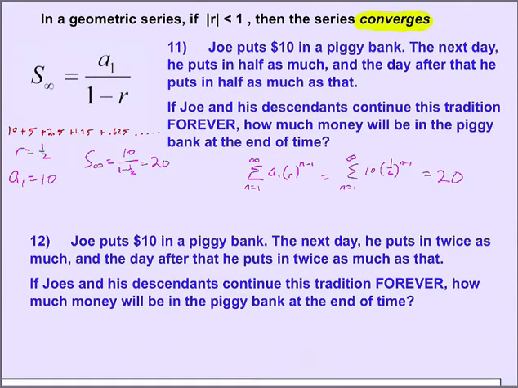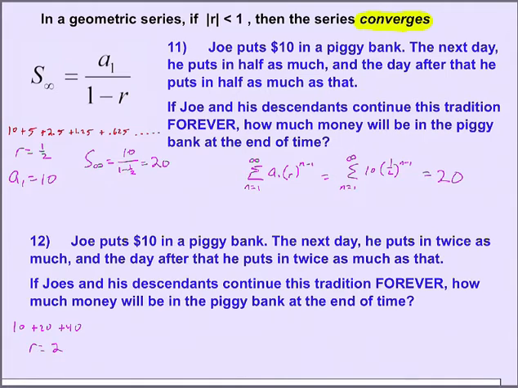Let's say he would have put the same $10 in the piggy bank, but realized, if I save less money every day, that's not going to get me very far. Why don't I try and save more money every day? So this time, he's going to put in twice as much. He'll start with $10 the first day, and $20 the second day, and $40 the third day. And so this time, the R isn't 1/2, the R is equal to 2.